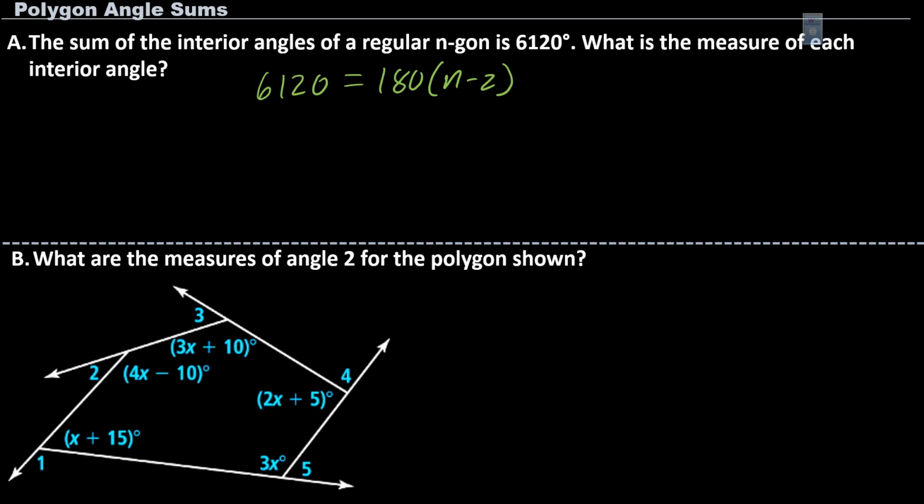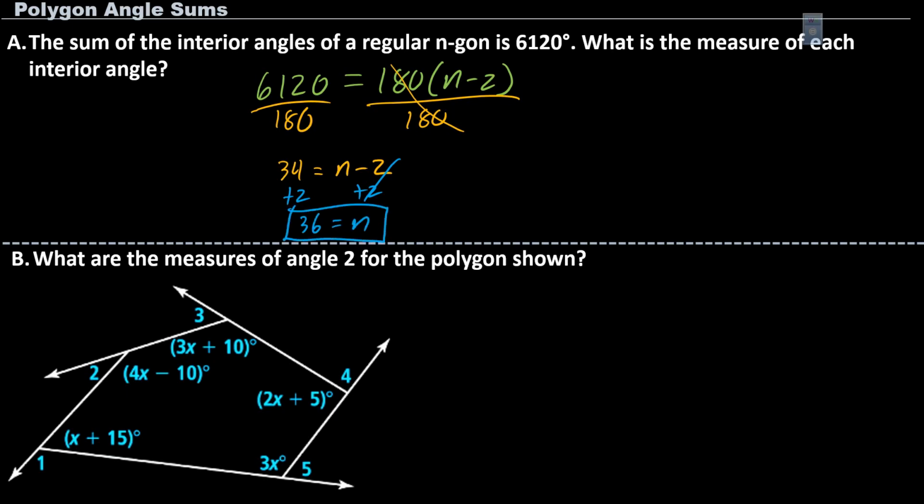So if we divide out the 180 first, that's going to give us 34 is equal to n minus 2. And then if we add the 2, we have 36 sides for this shape.